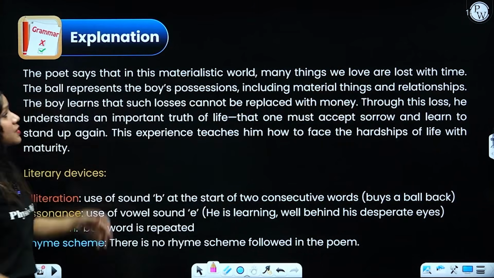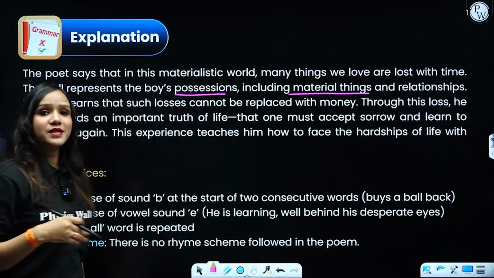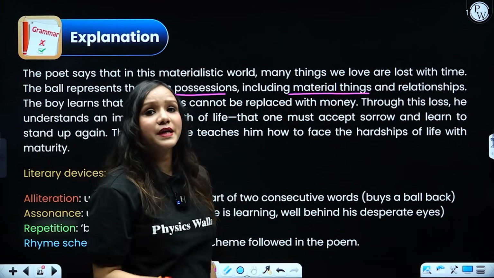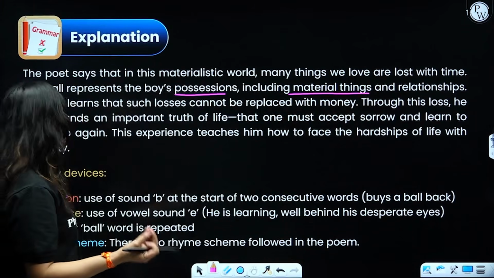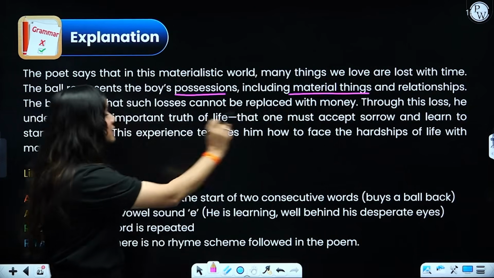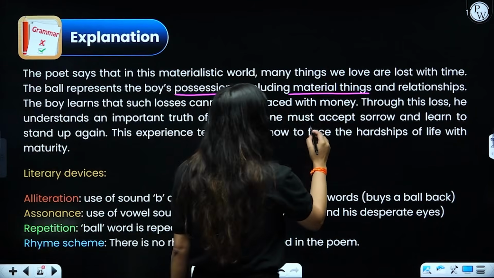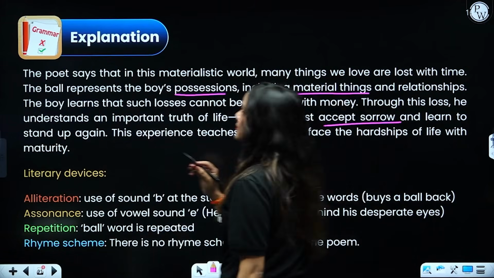Now, the poet says that in this materialistic world, we lose some things in life, right? The balls represent the boy's possessions, including material things and relationships. Whether it's a relationship, or whether it is somebody, or the most precious thing in life, the boy learns that such losses cannot be replaced with money. Through this loss, he understands an important truth of life. And what's that important truth? One must accept sorrows and learn to stand up again.